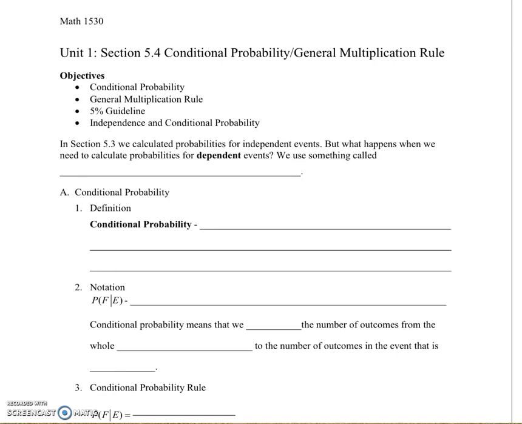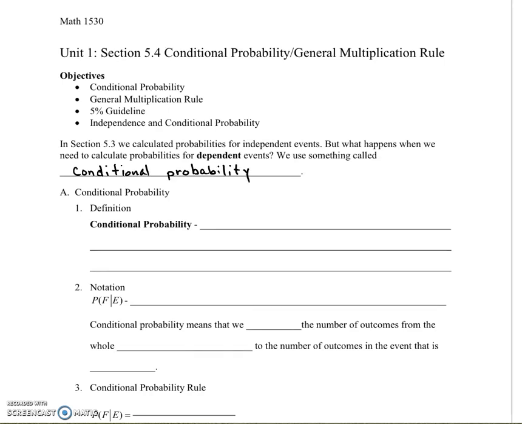In the last section, section 5.3, we talked about calculating probabilities for independent events with the multiplication rule. Now we're going to talk about something called conditional probability, which is how we calculate probabilities for dependent events. So, what is conditional probability?